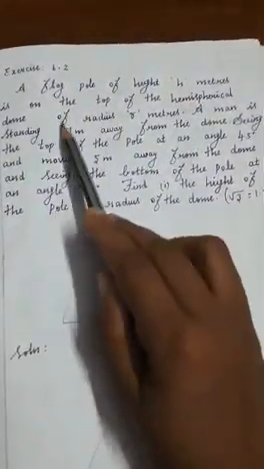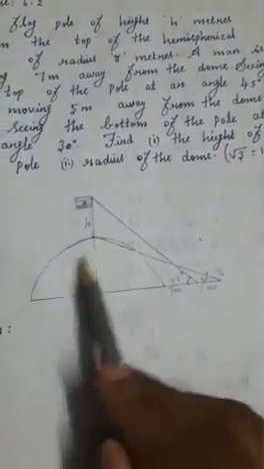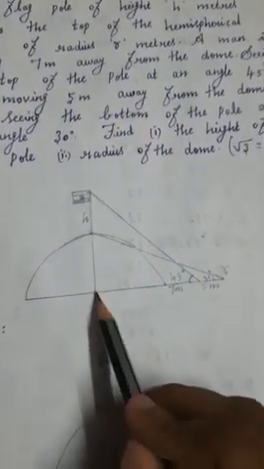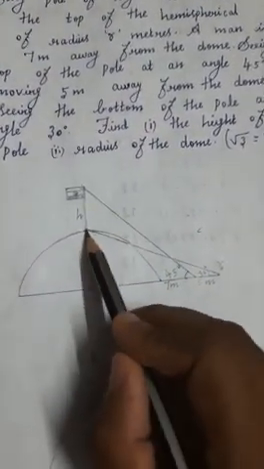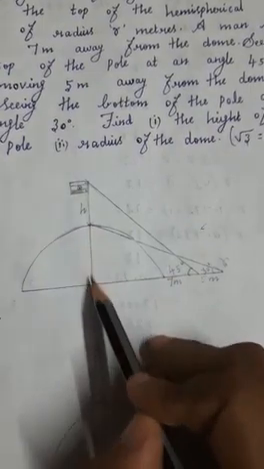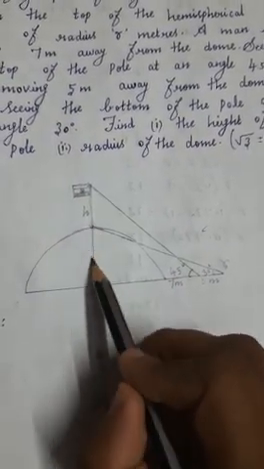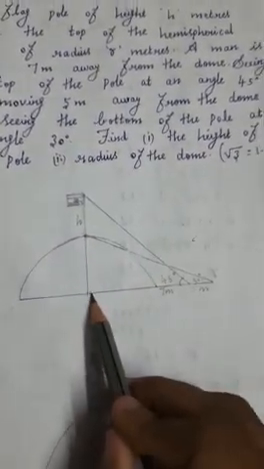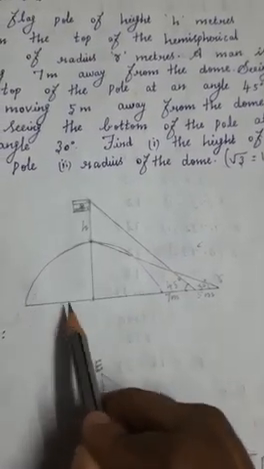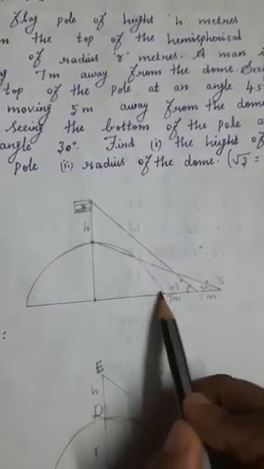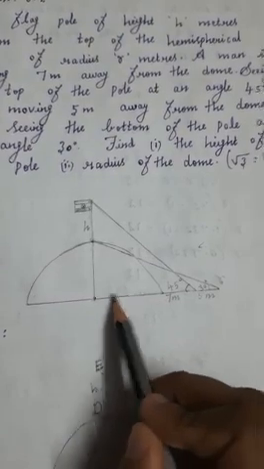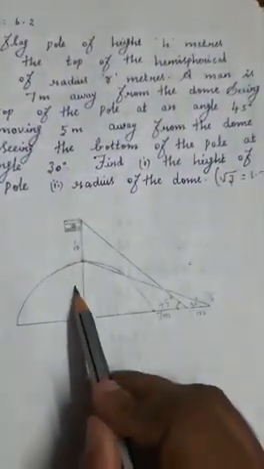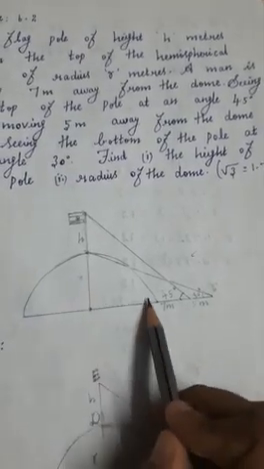The next one is on the top of the hemispherical dome of radius r meters. You know that this is hemispherical, half of the circle only. So this center to this boundary of the circle, you know that is the radius only. This part also radius, here also radius. They have given r meters, this also r, this also radius only.